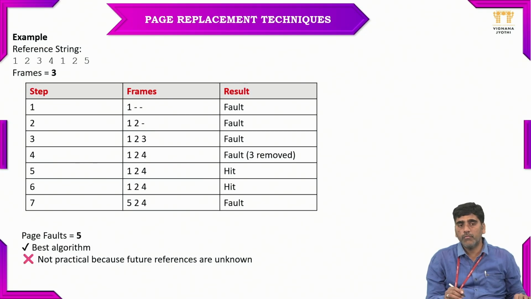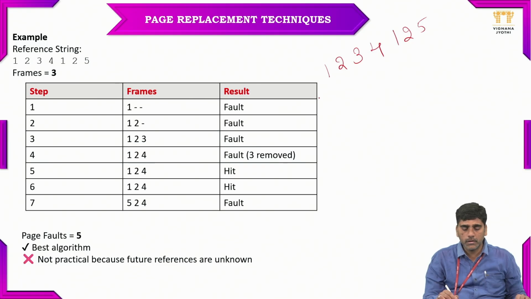So 1 2 3 4 1 2 5. We remember that the condition is what? To which we will not use it for the longest period of time in the future. So how we can implement that, we will see here. The page reference string is what? 1 2 3 4 1 2 5, right?